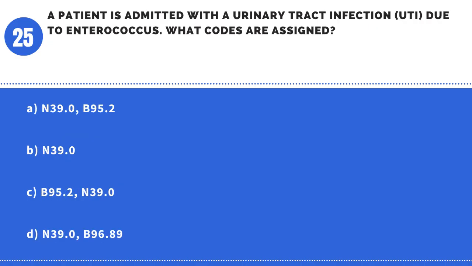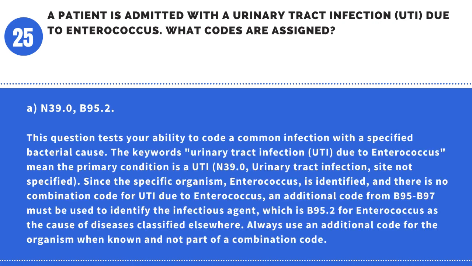Question 25. A patient is admitted with a urinary tract infection, UTI, due to enterococcus. What codes are assigned? A. N39.0, B95.2. B. N39.0. C. B95.2, N39.0. D. N39.0, B96.89. Answer A.